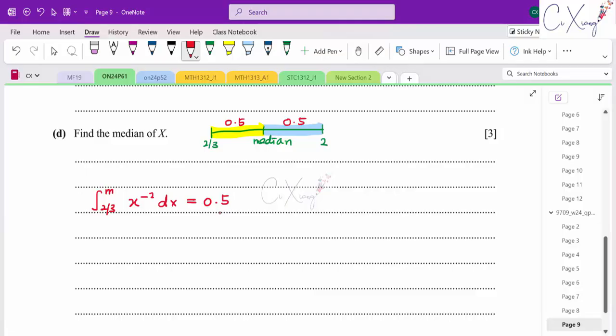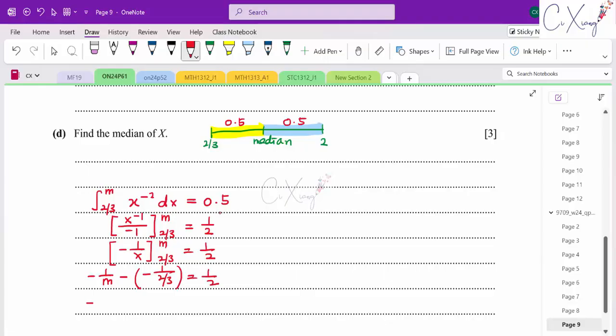Okay, so again, we'll try to integrate first. So power plus 1 become negative 1 divided by the new power. Okay, so simplify the phrase first before I substitute in the limit. So you'll be having negative 1 over m, then minus negative 1 over 2 over 3 equals to half. Okay, so if you simplify slowly, you'll be having plus 3 over 2 equals to 1 over 2.